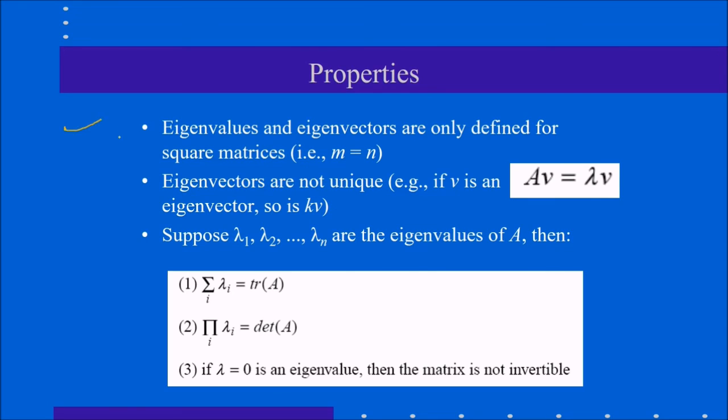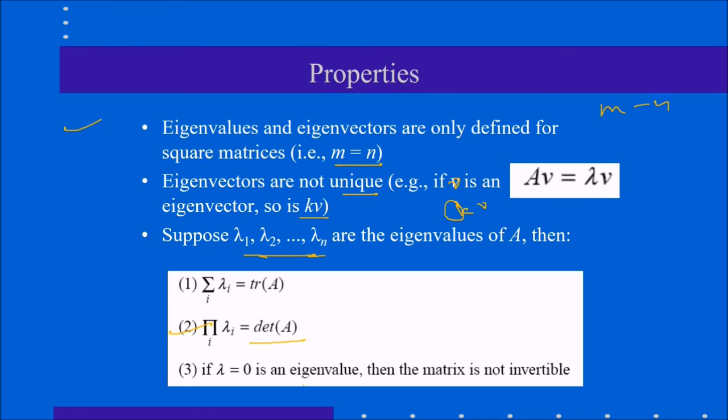What are the properties of eigenvalues and eigenvectors? The eigenvalues and eigenvectors are only defined for square matrices. First of all, m has to be equal to n. The eigenvectors are not unique. For example, if v is an eigenvector, so is k times v, and k can be any value. Suppose lambda 1 to lambda n are the eigenvalues of A, then the summation of the lambda i will be equal to the trace of A. And there is one more property, that the multiplication also is a property.